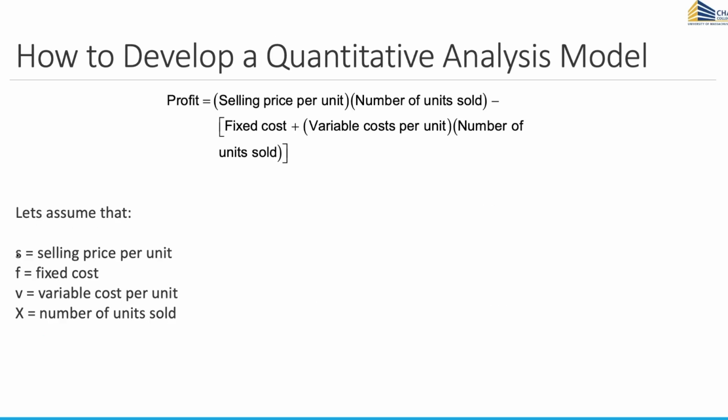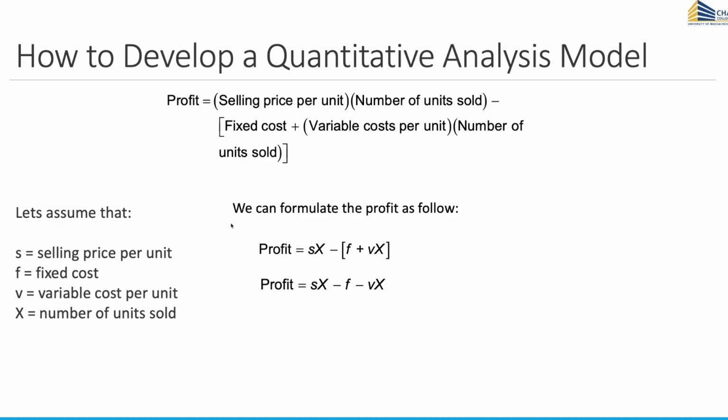Let's assume that S is the selling price, F is the fixed cost, V is the variable cost per unit, and X is the number of units being sold. So profit is the revenue, which is selling price multiplied by the number of units sold, minus the total cost. That would be fixed cost plus V, variable cost per unit, multiplied by the number of items being sold.